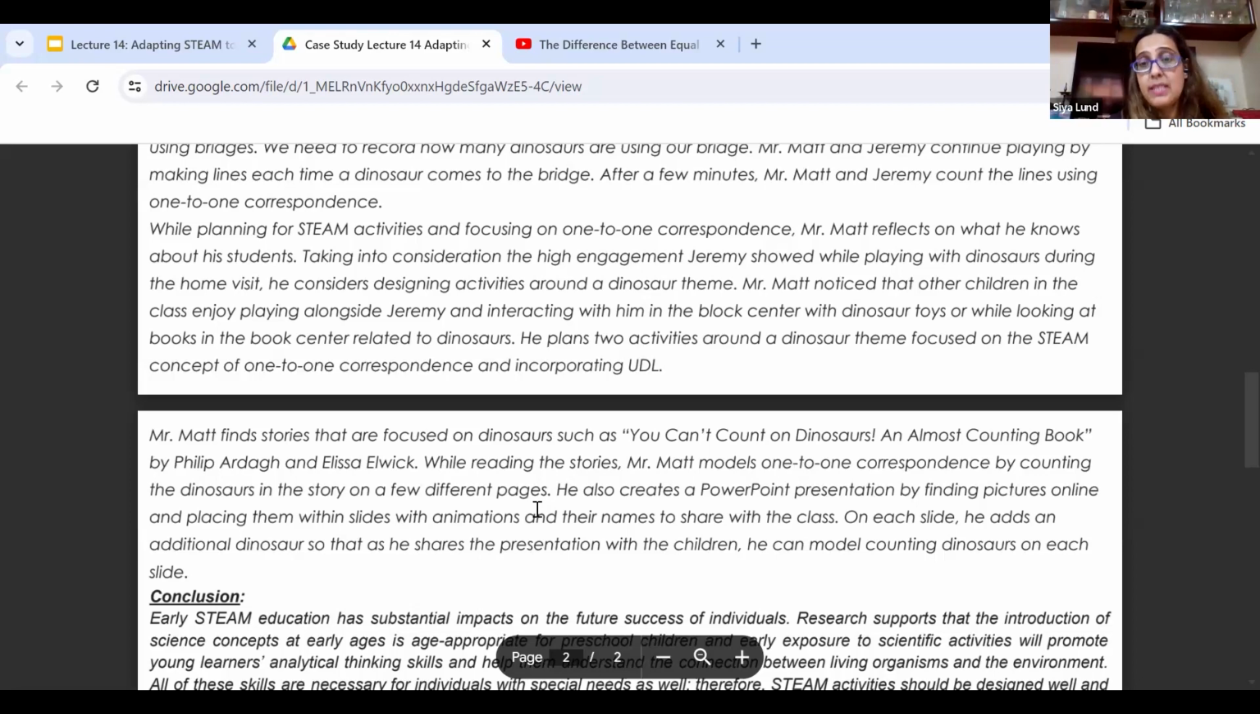He also creates a PowerPoint presentation by finding pictures online and placing them within slides with animations and their names to share with the class. On each slide, he adds an additional dinosaur so that as he shares the presentation with the children, he can model counting dinosaurs in each slide.